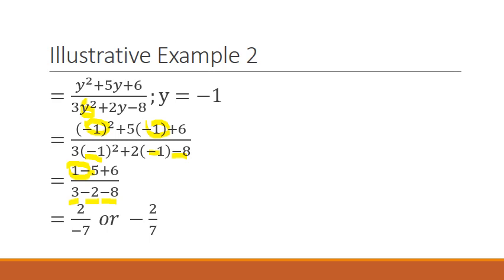It's just the same value. So whenever y is negative 1, for that particular rational algebraic expression, we have the value as negative 2 over 7.